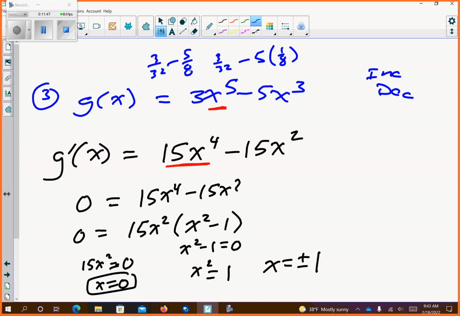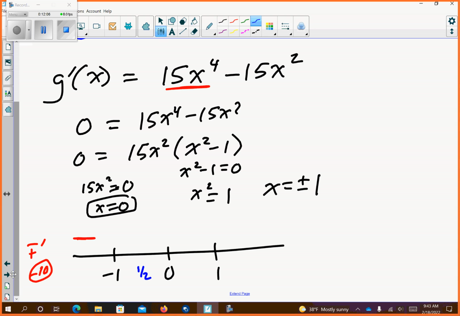Would you rather have 3/32 of a pizza or 5/8 of a pizza? Would you rather have a pizza cut into 32 equal-sized pieces and you had 3 of them, or would you rather have a pizza cut into 8 pieces and you have 5 of them? 5/8 is bigger. So that would make a negative situation take place. So this is negative here. If I pick the 1/2 here, so what do you know about 1, or -1? Max, min, or point of inflection? Point of inflection, because the signs stay the same.